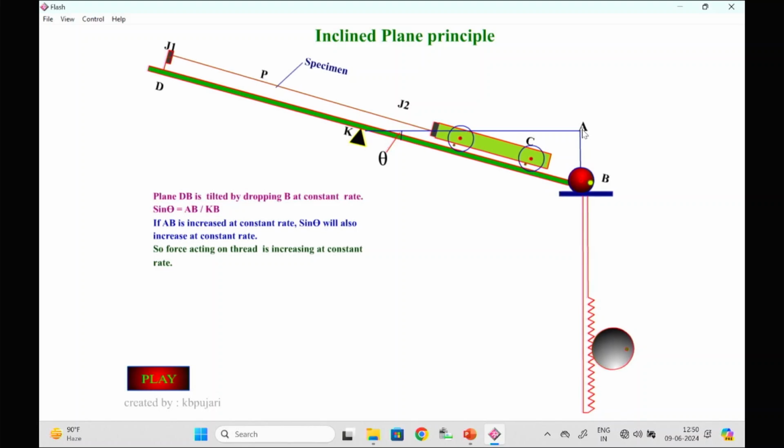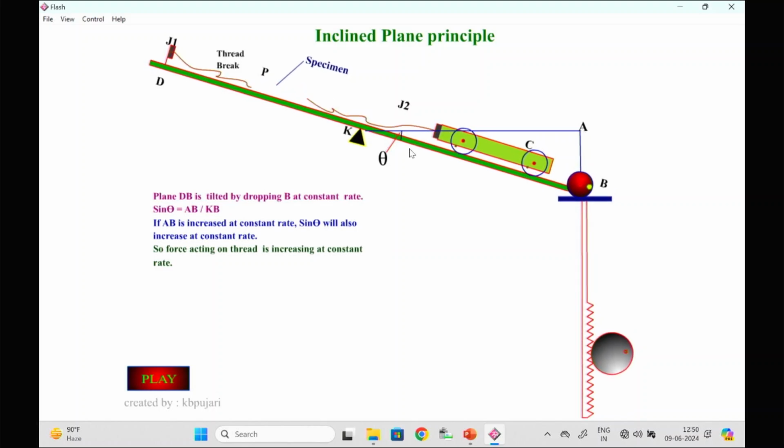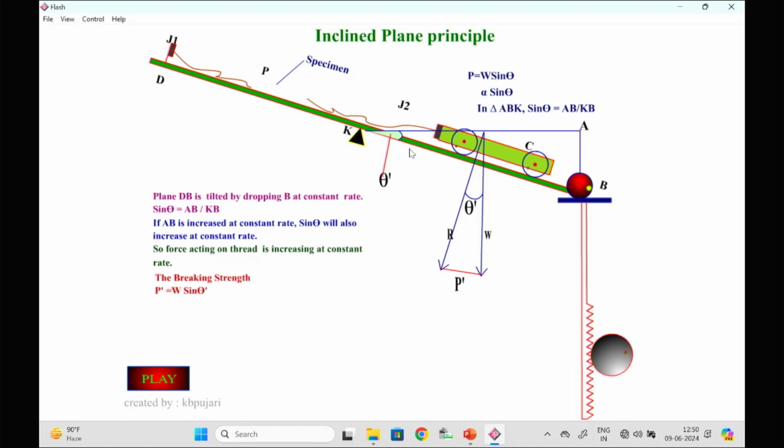So the angle theta, the angle of deflection, is increasing gradually, and W is the weight of the carriage. Okay, and from here we can get, from the triangle which is formed, ABK, sin theta. The angle theta is the deflection of the beam.